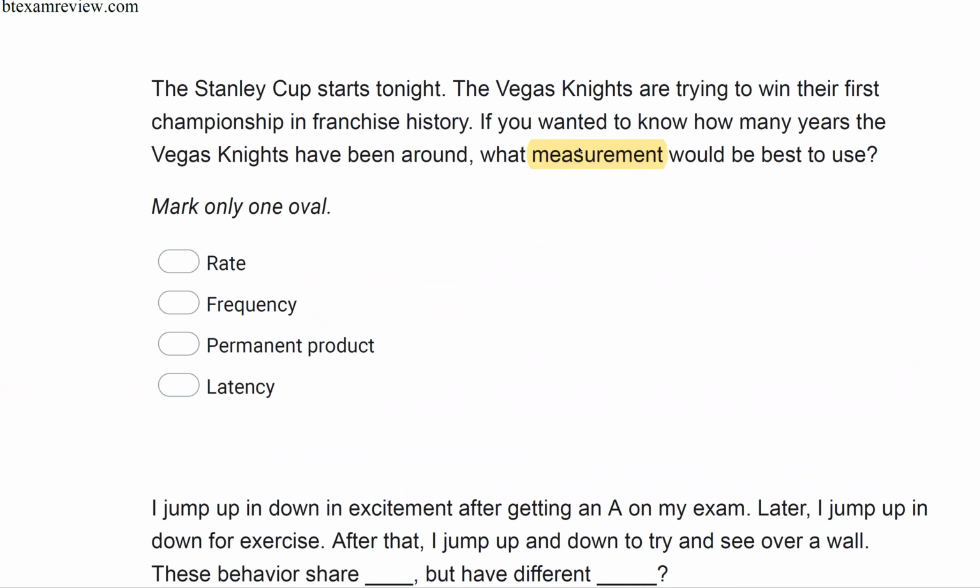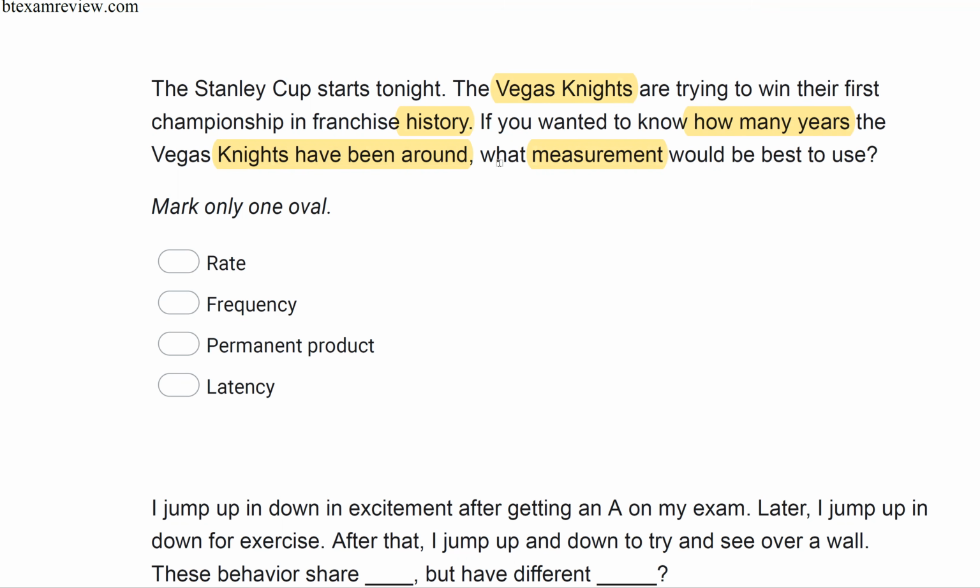Let's continue on our measurement questions by identifying what are we trying to measure, right? In this case, we're not trying to change anything, which makes it a little bit easier because we just have to figure out what we're measuring. So we know the Knights are trying to win their first championship in their history, and we want to know how many years they've been around. So this idea of how many, what do you think? I'm thinking of some sort of count, right? Our previous measurement question, we were thinking time. Now we're thinking count.